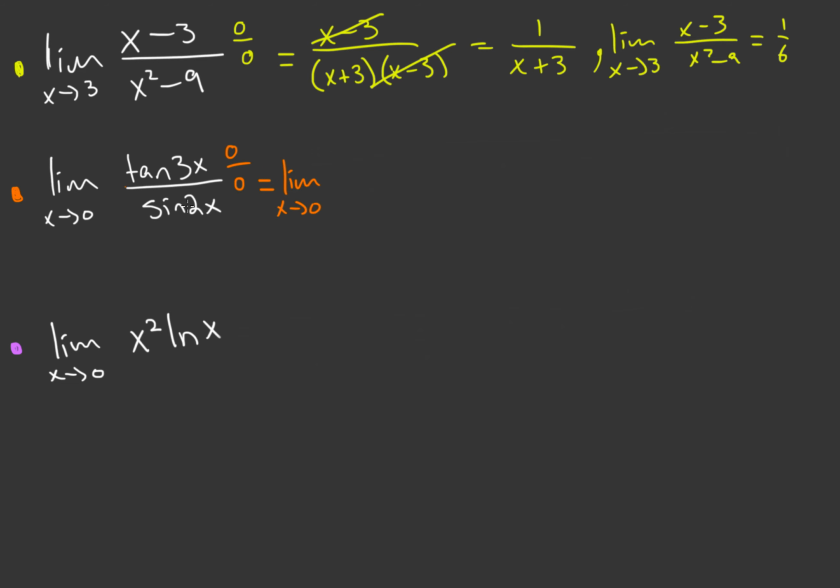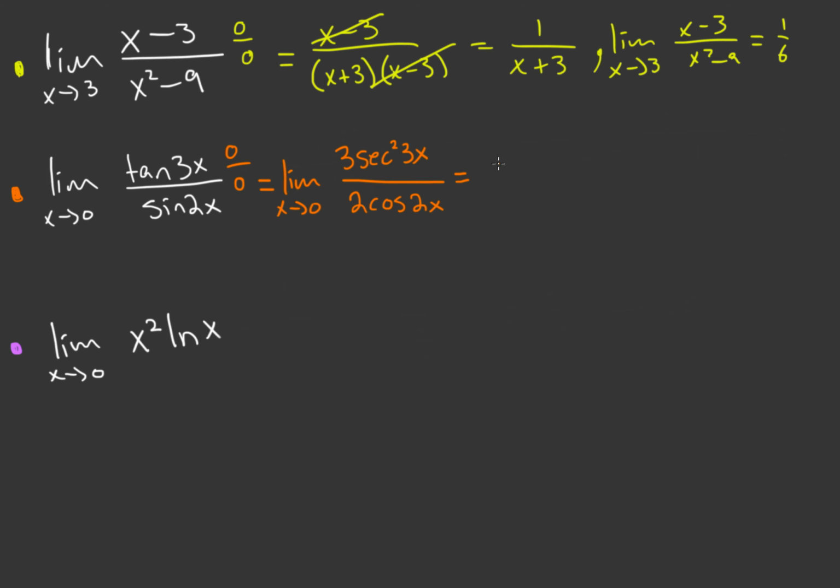The derivative of the top, the derivative of tangent, is secant squared. And then we have the chain rule here, so we multiply the outside by 3. So we get 3 times secant squared of 3x. If you didn't see that, basically you took the derivative of tangent of 3x, you get secant squared of 3x, multiply that by the derivative of the inside, 3x, which is 3. Over, and then we'll do the same thing for sine, which gives us 2 cosine of 2x.